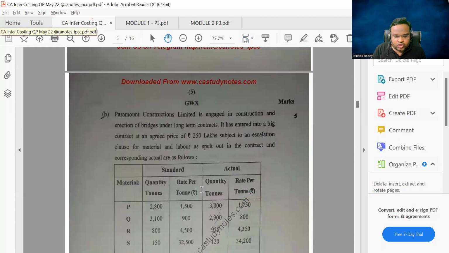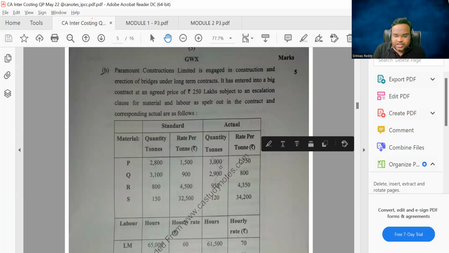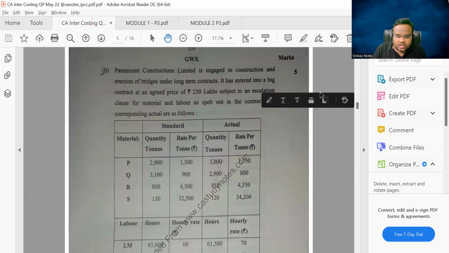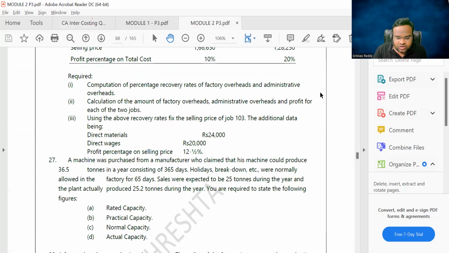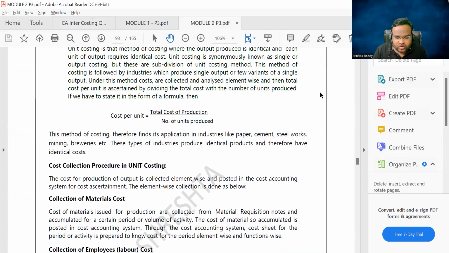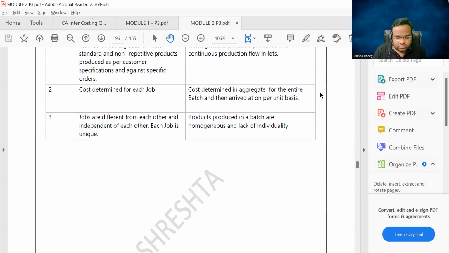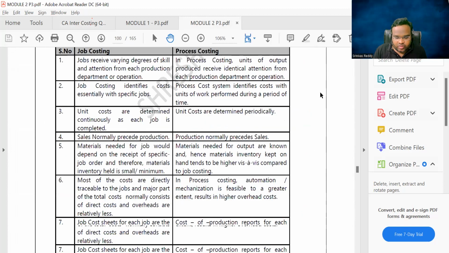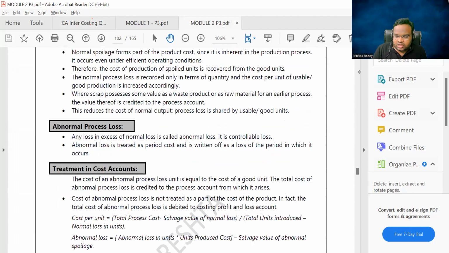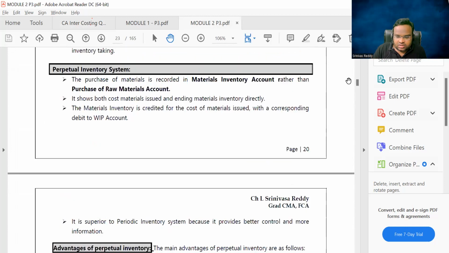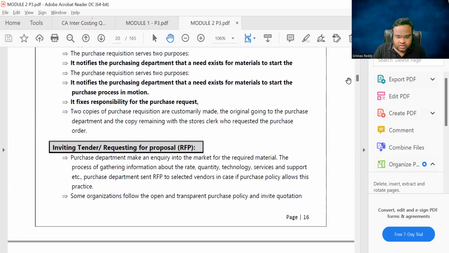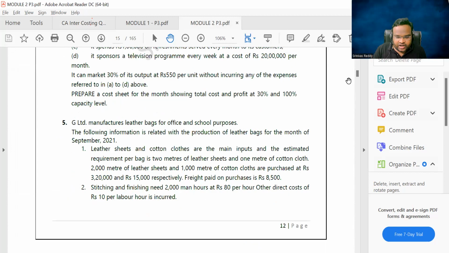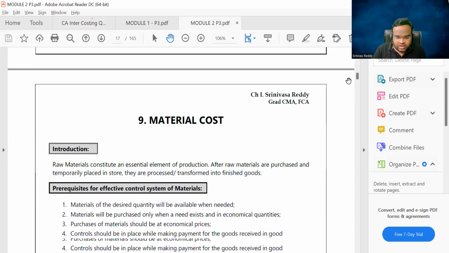Now come to question number 2B. So this is about escalation clause in terms of contract costing. So this, if you find out, this would be there in terms of question number 9 in contract costing. So this is process and operation cost, and in terms of contract costing, so I'll find out which chapter in our module.